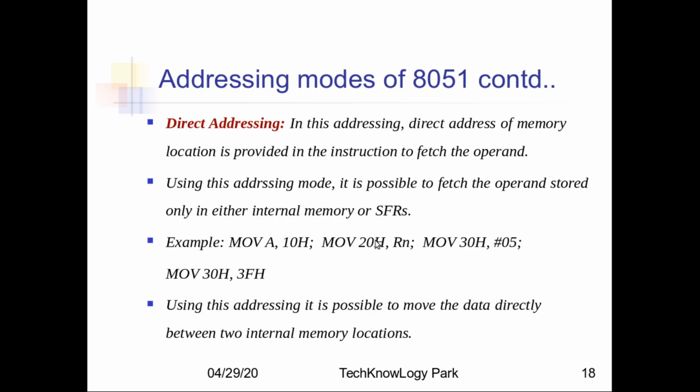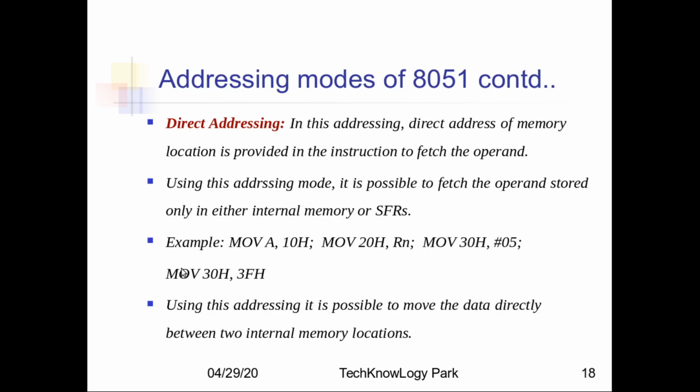And here, this is MOV 30H, #05. Look at this. This is immediate data which will be stored in the 30H memory location. 05 is immediate data, stored in the 30H memory location. Even this can be considered immediate addressing because this data is immediate data, but it is stored in the 30H memory location. Because of that, you can even consider this as direct addressing.